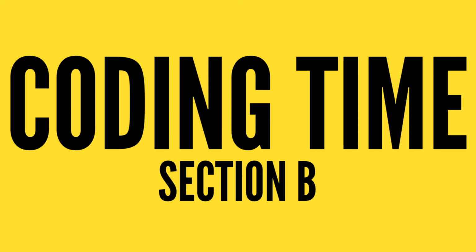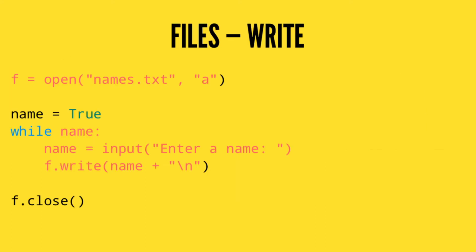So for section B, for the question, ask the user to enter their name and append this to the file called register.txt. So that's going to be very similar to what we've done here, where we've done it to names.txt, but you're going to do it to register.txt.